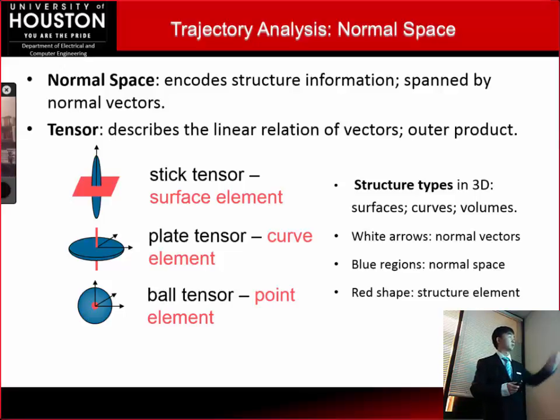So for example, for the first figure, the red one is the surface element, and it has one normal vector as shown by the blue color. The second element is a curve element. Since a curve can be regarded as an intersection of two planes, and each plane has one normal vector, a curve element has two normal vectors. And the ball tensor is a point element with three normal vectors. These are the three typical structure types in the 3D world.